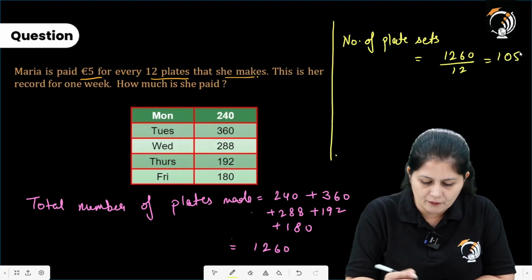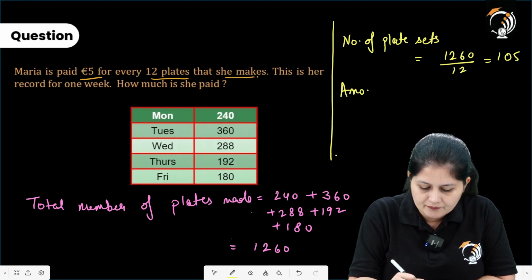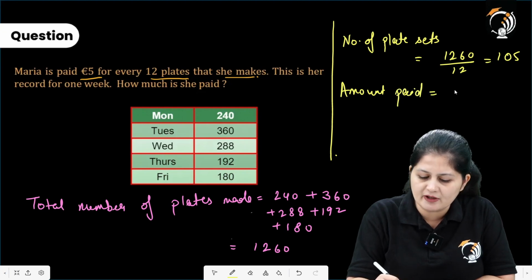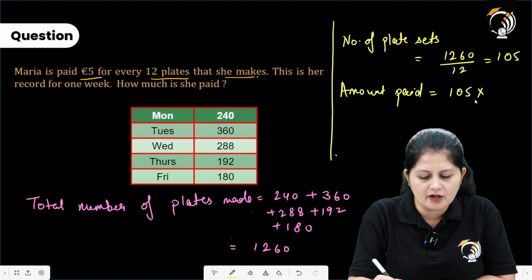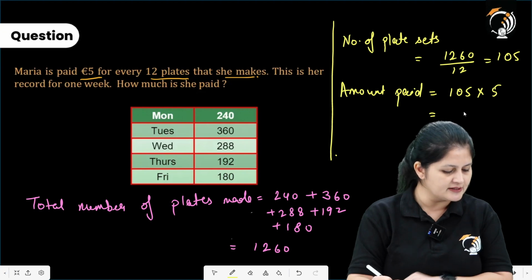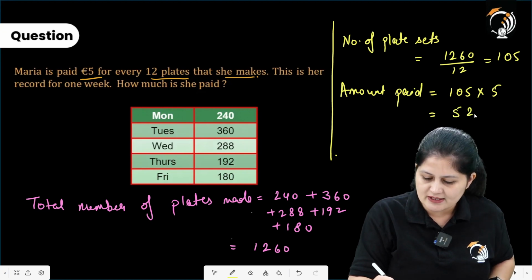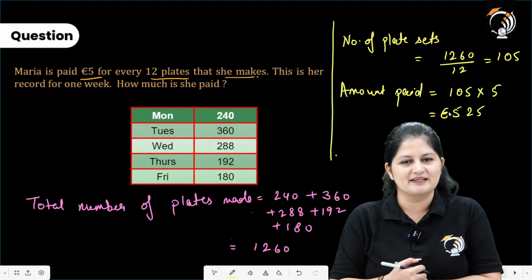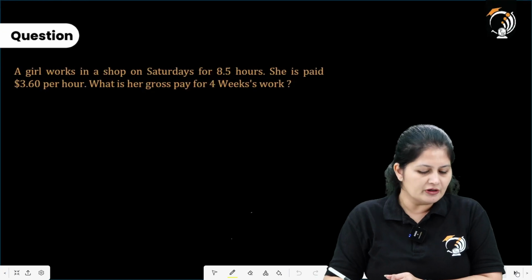So the amount paid will be equal to the number of sets that she is making multiplied with the amount that she is getting for one set, which is 5 euros. So let's do the calculation. We are getting this as 525 euros. That is what we have got as the answer. Clear? Moving to the next question.